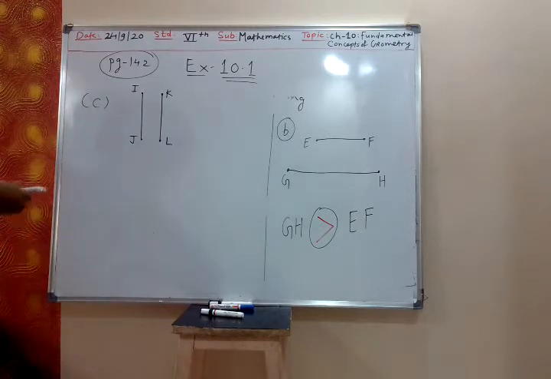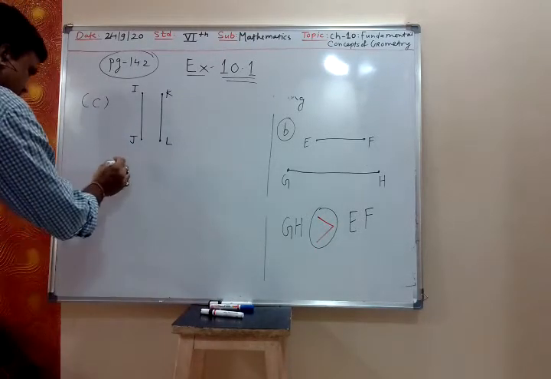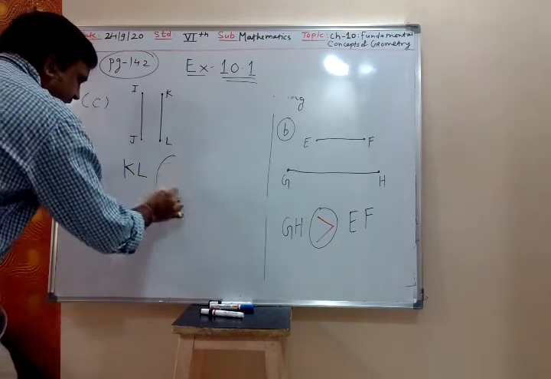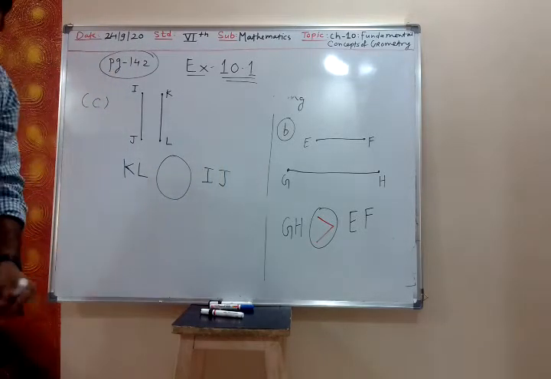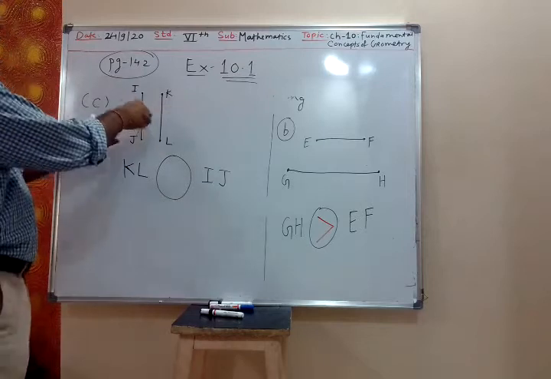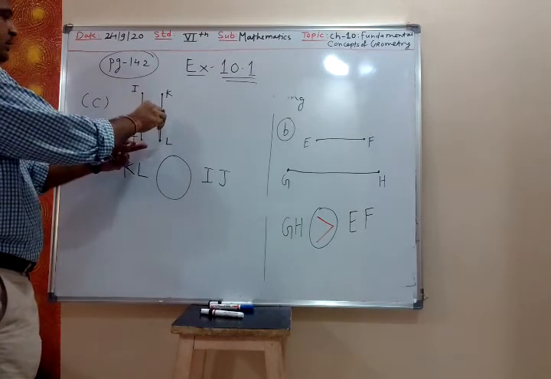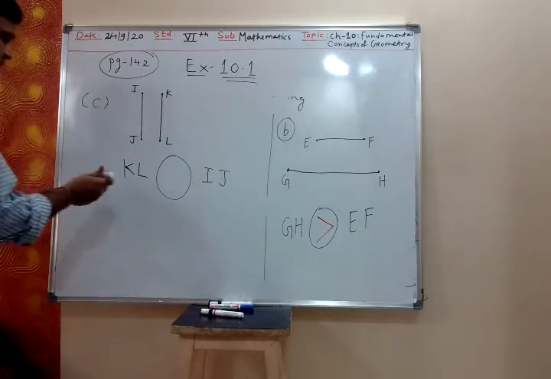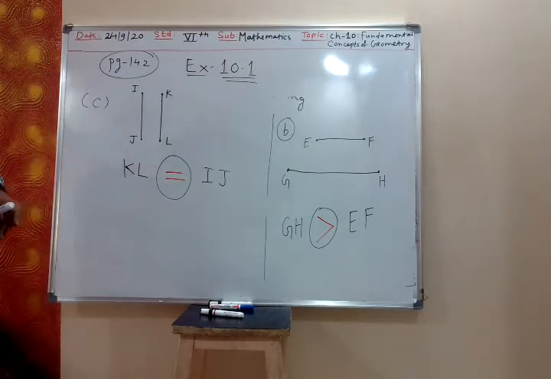So KL and IJ. When you use the divider, this is my divider. With the help of the divider, we measure the length of the line segment. You will come to know that the lengths of both line segments are equal. So we write KL is equal to IJ.